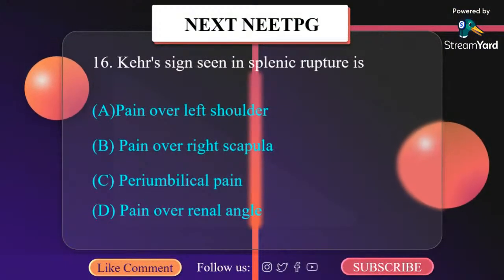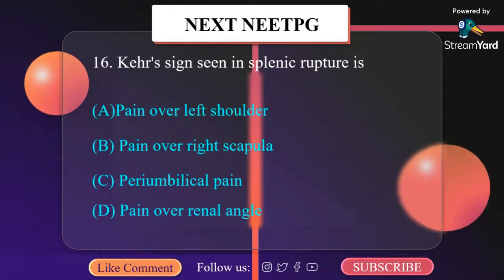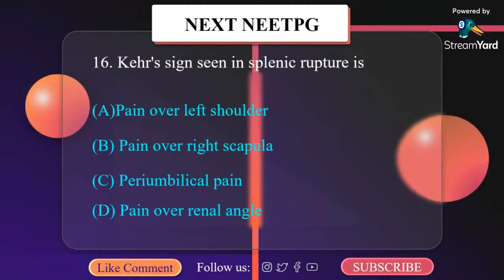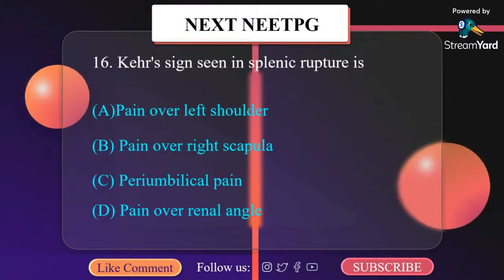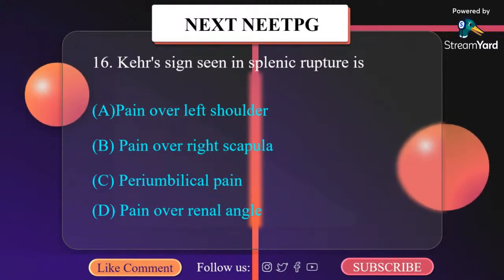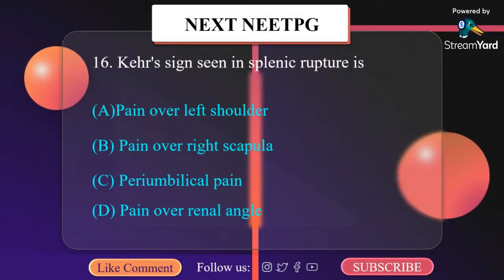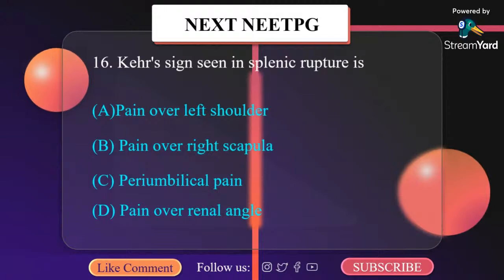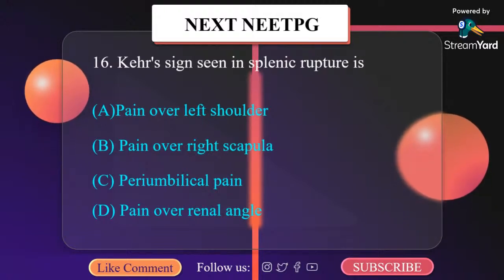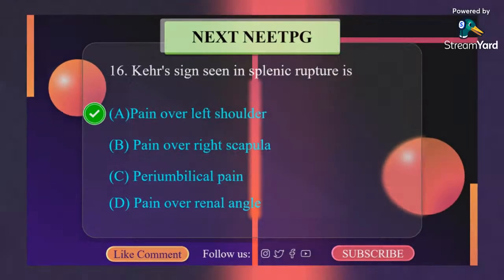Kehr's sign is seen in splenic rupture, in: A. Pain over left shoulder, B. Pain over right scapula, C. Periumbilical pain, D. Pain over renal angle. Kehr's sign in splenic rupture is seen in pain over left shoulder. In splenic rupture, the pain may be referred to the tip of the shoulder. It is known as Kehr's sign. It occurs due to irritation of the undersurface of the diaphragm with blood, and pain is referred to the shoulder through the affected fibers of phrenic nerve. Kehr's sign can be elicited by bimanual compression of left upper quadrant.